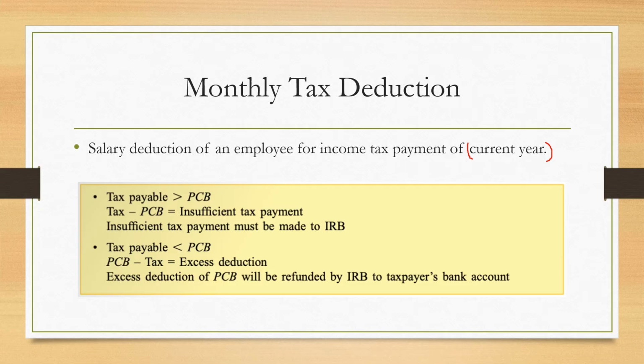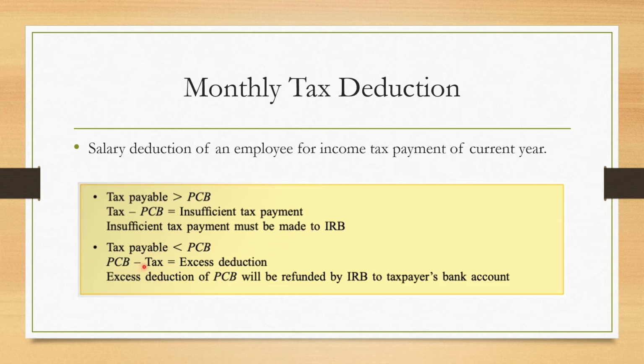Okay, so now we have these two formulas, right? Tax payable greater than PCB, tax minus PCB. In this scenario, it also means insufficient tax payment. Your insufficient tax payment means that you as a taxpayer must pay to the IRB, the revenue board, like England Revenue Board law. Simple as that.